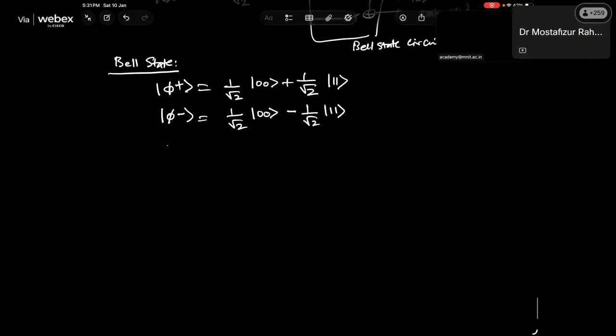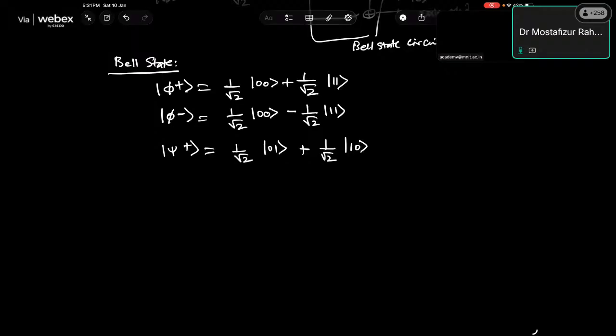Okay. And then there are two other Bell states. Psi plus, which is 1 by square root 2 |01> plus 1 by square root 2 |10>. And there is one more, psi minus, 1 by square root 2 |01> minus 1 by square root 2 |10>. So how to create this state is homework, okay?